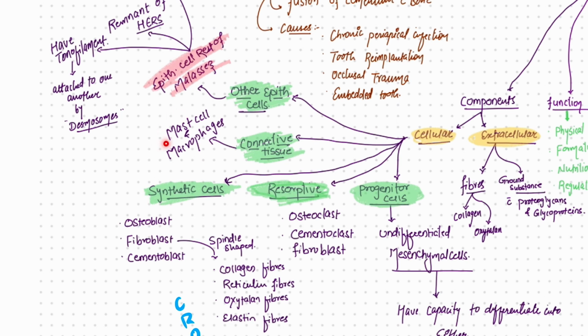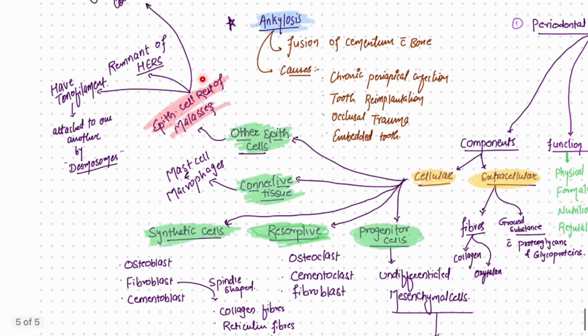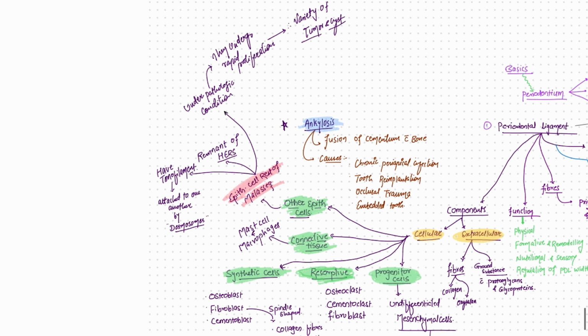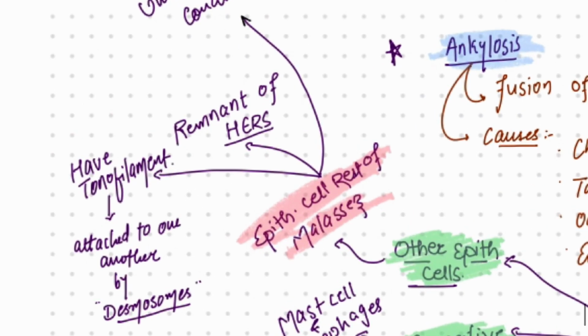Inflammation and all those things, the mast cells and the macrophages activity. Then after that, the rest of the epithelial cells are the epithelial cell rests of Malassez. Epithelial cell rests of Malassez are the remnant of Hertwig's epithelial root sheath. Now, what is Hertwig's epithelial root sheath?